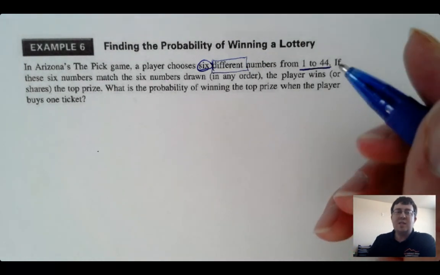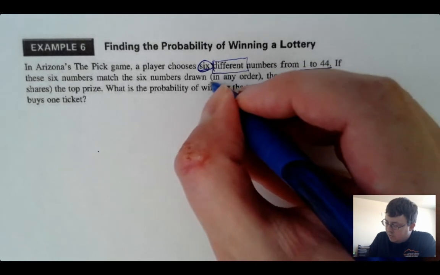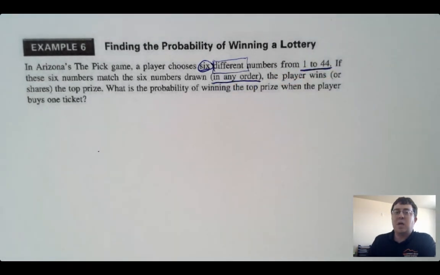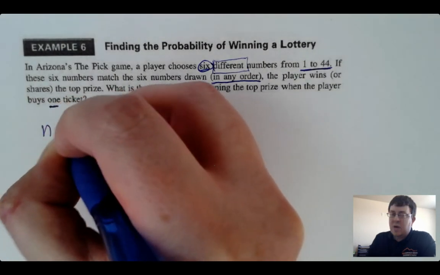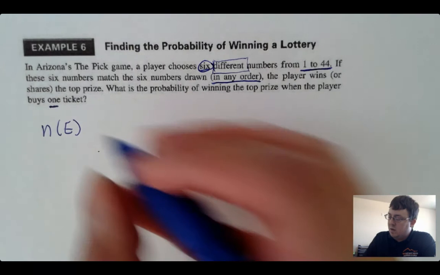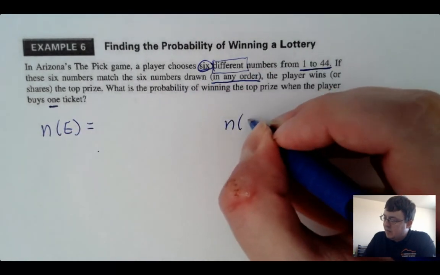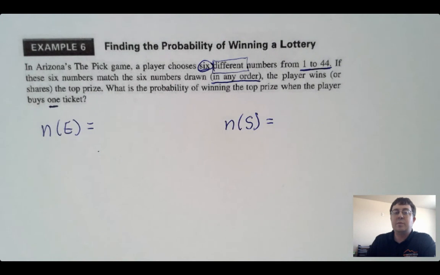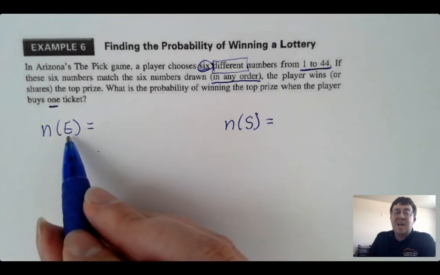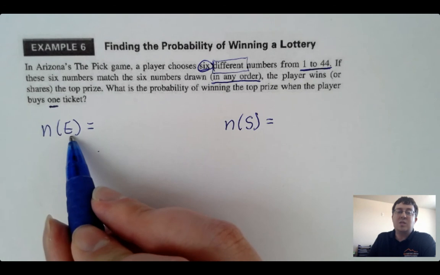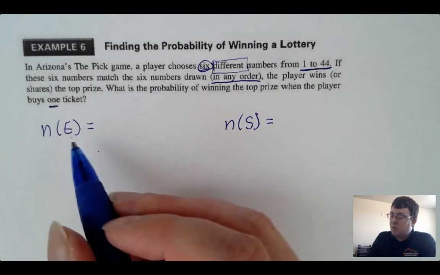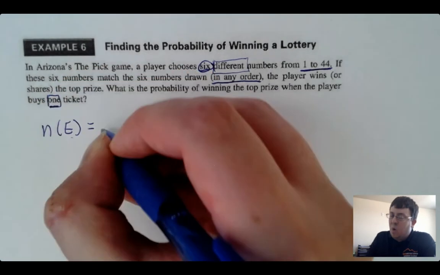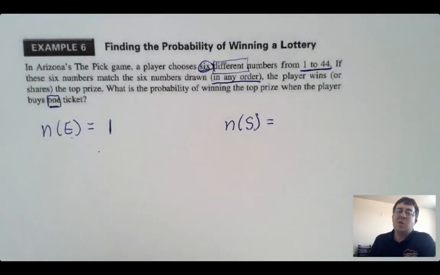So if these 6 numbers match the 6 numbers drawn in any order, the player wins or shares the top prize. So what's the probability that you win if you buy 1 ticket? So I need 2 things: the number of outcomes of winning, and the number of outcomes in the sample space. Cool. The way I win is I have to match that number exactly. I have to match those 6 numbers in any order. But if I'm only buying one ticket, I only get one chance that the 6 numbers I chose match the 6 numbers in the lottery.